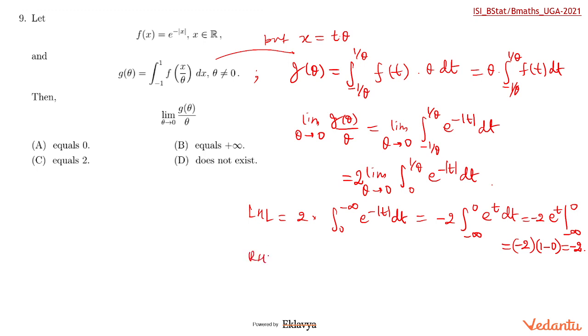And when we talk about RHL, it is 2 into the integral from 0 to infinity, since at 0 plus, 1 by 0 plus is plus infinity, and as t is positive, it is e raised to power minus t dt. So this becomes 2 into minus e raised to power minus t from 0 to infinity. At infinity it is 0, and at 0 it is minus 1, so minus minus plus 1, so it is 2. So left hand limit is minus 2, right hand limit is plus 2, so limit does not exist. Answer must be D to this question.